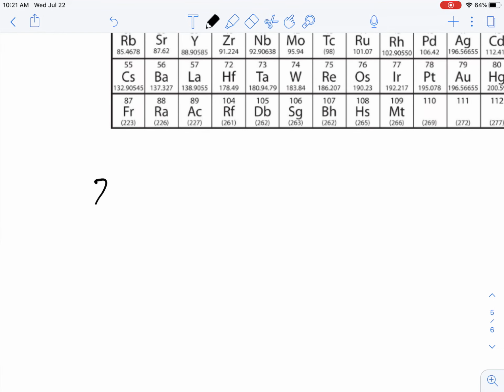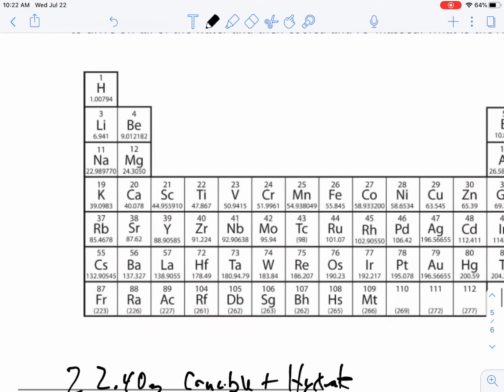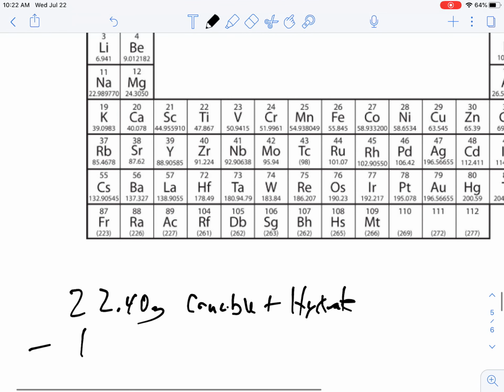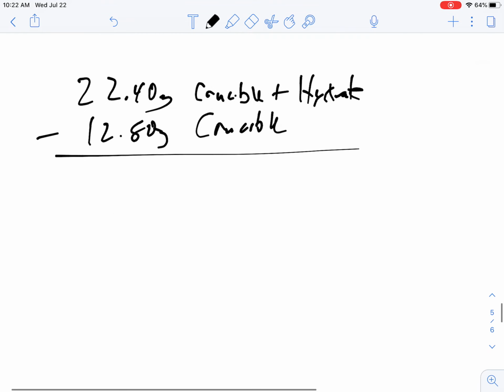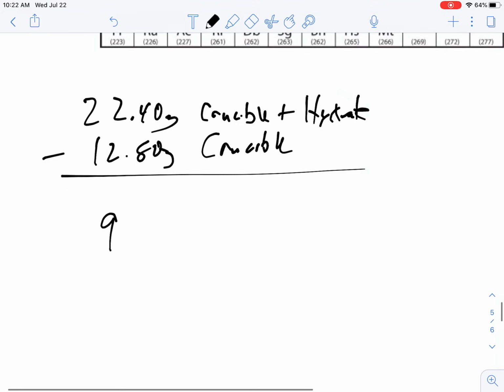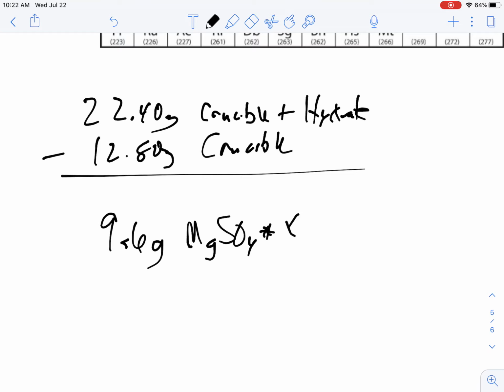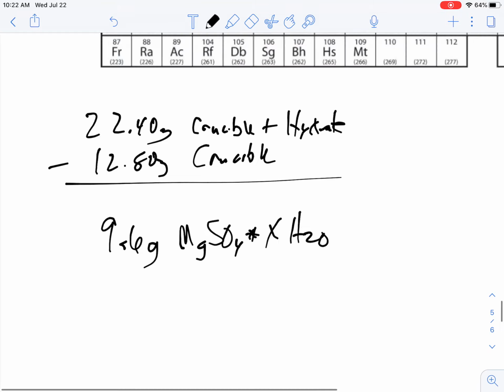So if I take my 22.4 grams, which is the crucible and the hydrate, and I subtract out the mass of the crucible, which is 12.80 grams, then my hydrate is going to have a mass of 9.6 grams. So it's going to be 9.6 grams of my magnesium sulfate .xH2O without the crucible. All right?